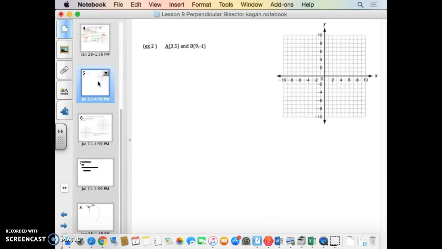So (3, 5), that's here. We'll call this A. (9, -1) is here. We'll call this B. So we're going to cut that in half and find the perpendicular bisector. So the next thing I'm going to do is calculate the slope. So the perpendicular slope would be +1.